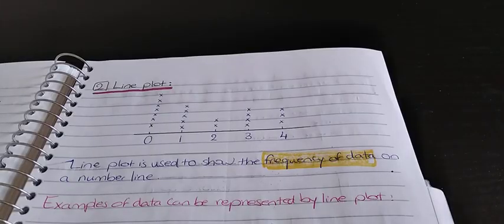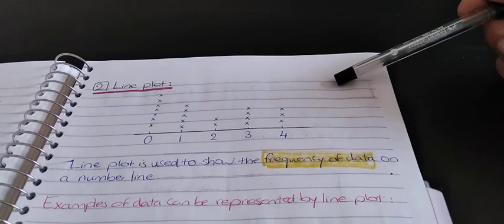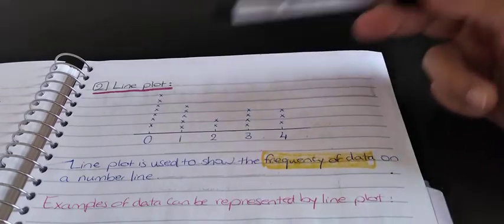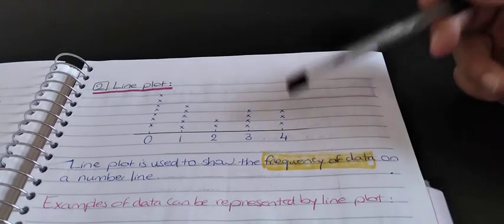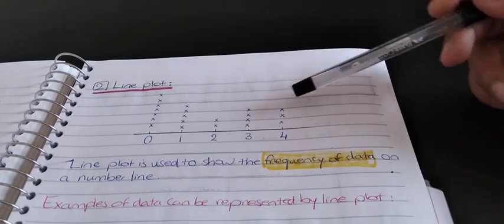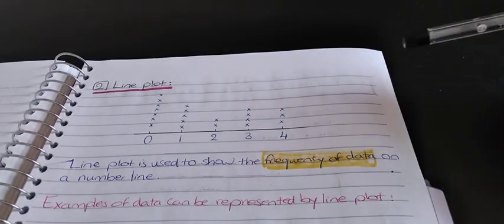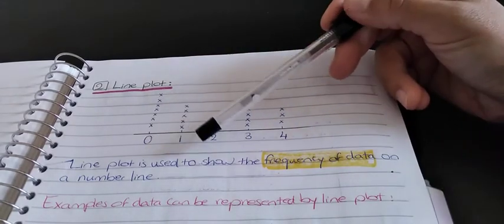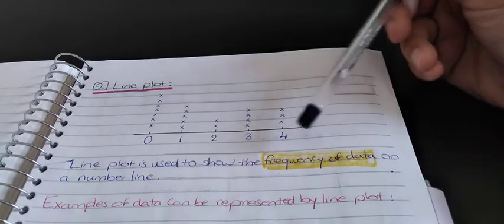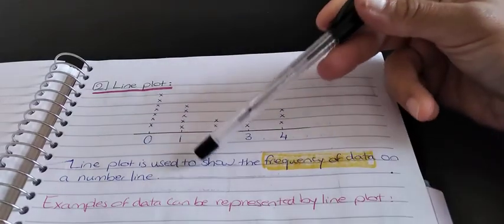Then we have the line plot like this. It's a number line and we put numbers on it and we put x's which shows the frequency of the data, okay? So the line plot is used to show the frequency of data on a number line.